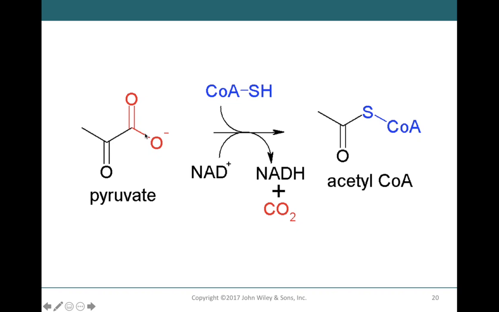So this is just an educational slide. I'm not going to put this slide on your test, but I just want to show you how we can track some of these substituents as we go through these reactions.